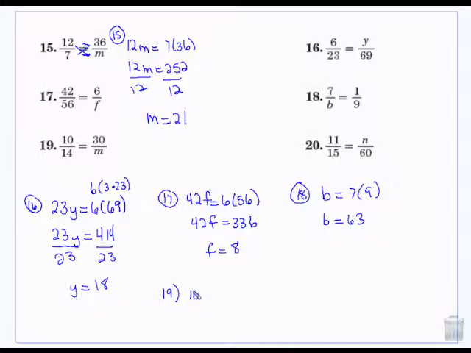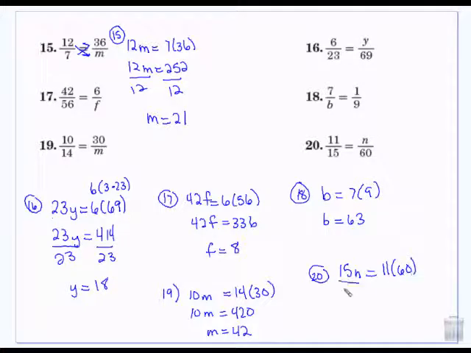19. 10 times m is equal to 14 times 30. 120. So m is 42. And then 20, we have 15n is equal to 11 times 60. Oops. I guess I should multiply before I divide.